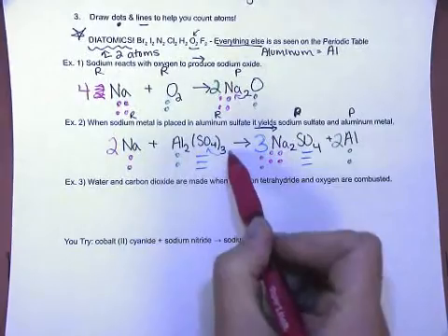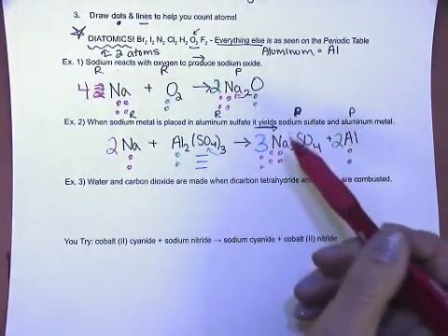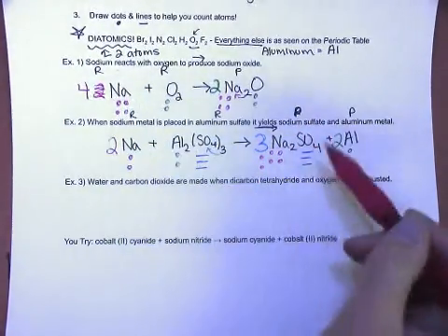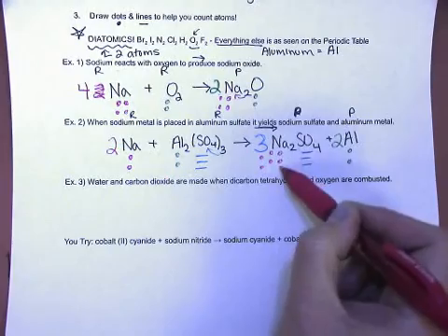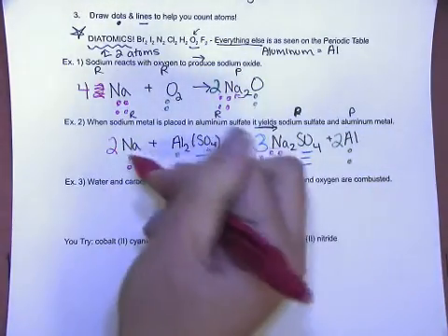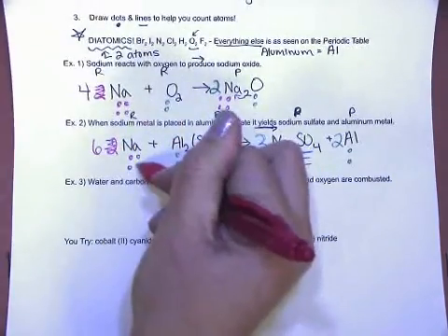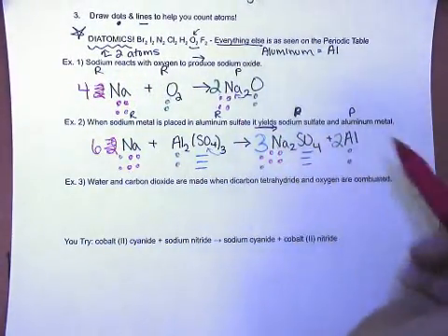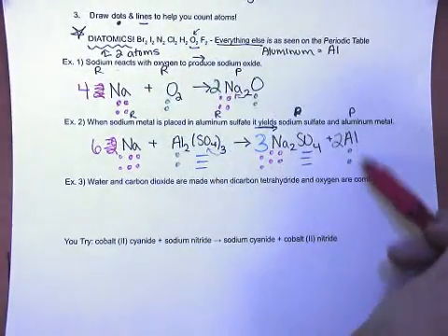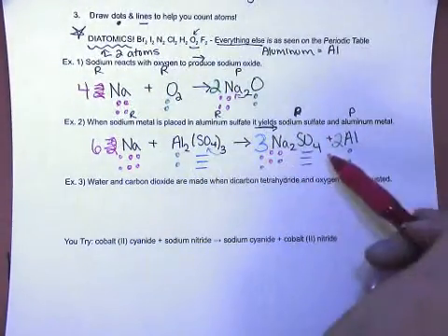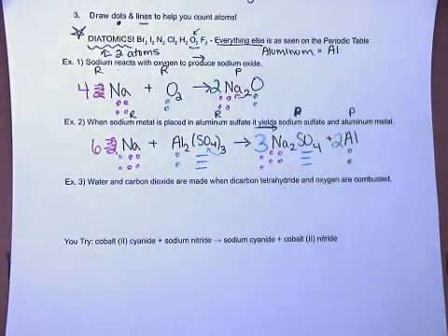So I've gone all the way from left to right, so I'm going to go back and check my amounts. 2 sodium atoms, 6 sodium atoms. Oh, I need to go back and fix that. So instead of 2, it means I really need a 6. 3, 4, 5, 6. 6 sodium atoms, 6 sodium atoms. 2 aluminums, 2 aluminums. 3 sulfates, 3 sulfates.